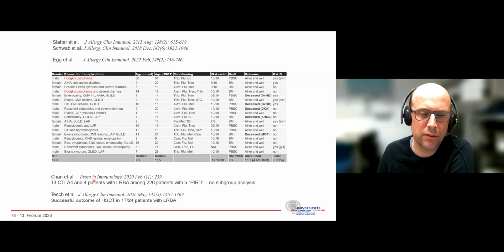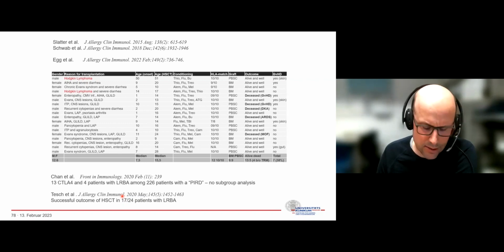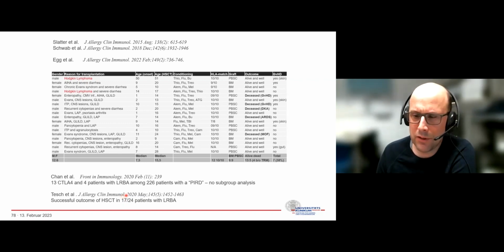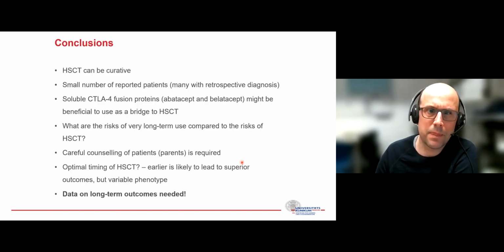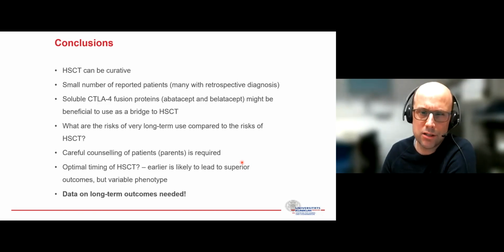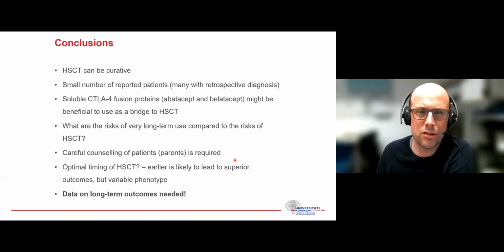I would also like to point out that there is a dedicated paper reviewing the transplant experience in LRBA put together by Victoria Tesch from the Markus Seidel group, who reported successful outcome in 17 out of 24 transplanted patients with LRBA. So very similar to the single center experience that Safa previously shared with us, and also very similar to the data for the CTLA4 patients. So in conclusion, yes, HSCT can be curative for these conditions.